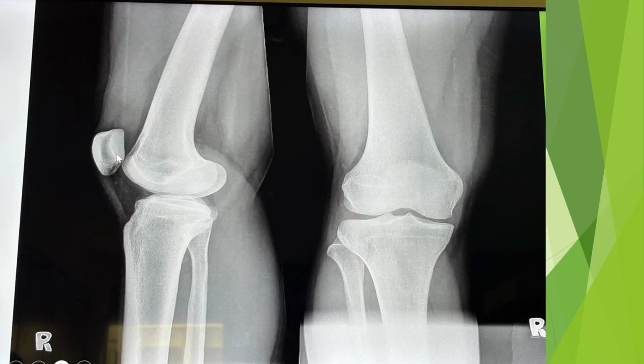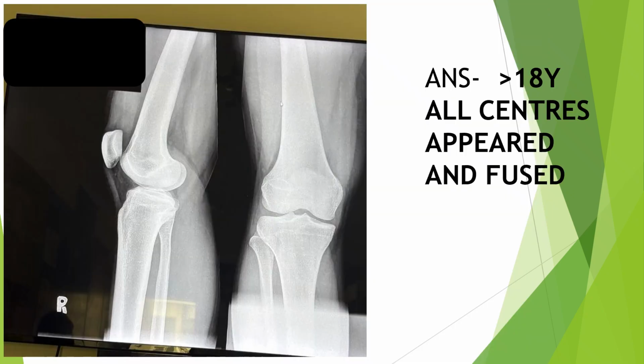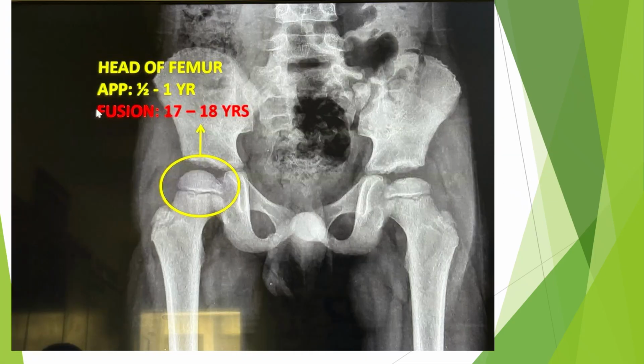Next, what will be the inference? I think all have appeared and all have fused. So here, all the centers appeared and all have fused. So the age will be more than 18 years. Okay. Now see next. Here you can see a fine line. That means it is not fused. You can see a fine line over here. So that means it is not fused, but it has appeared.